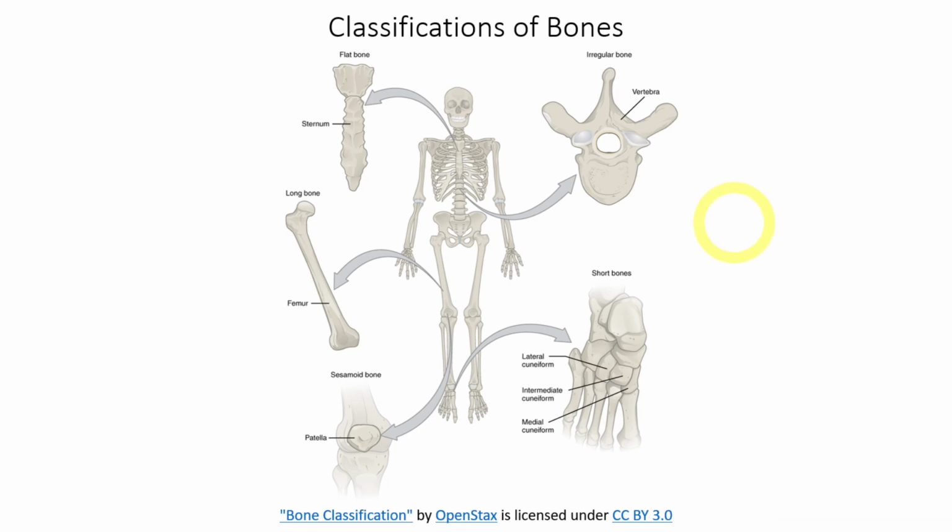The vertebrae are the irregular bone category. There's potentially other irregular bones, but they're mostly in the spine. They don't have shapes that fit these simple categories. Their shapes are a little weird. And then the short bones. The short bones by definition are cubic. They are not shorter versions of long bones. They have cubic shapes, just like this intermediate cuneiform bone.